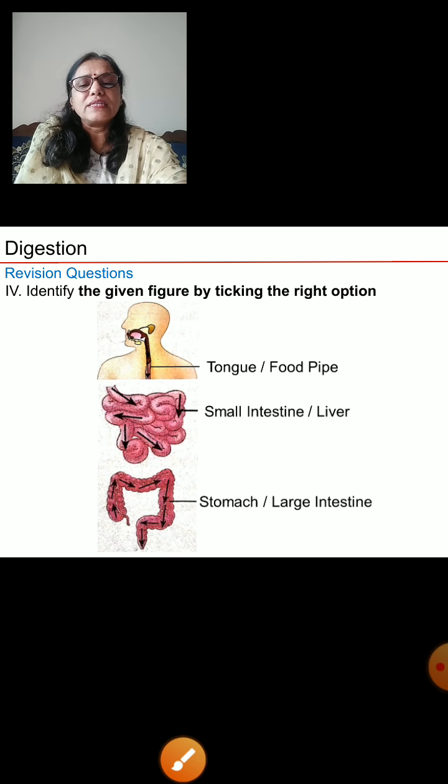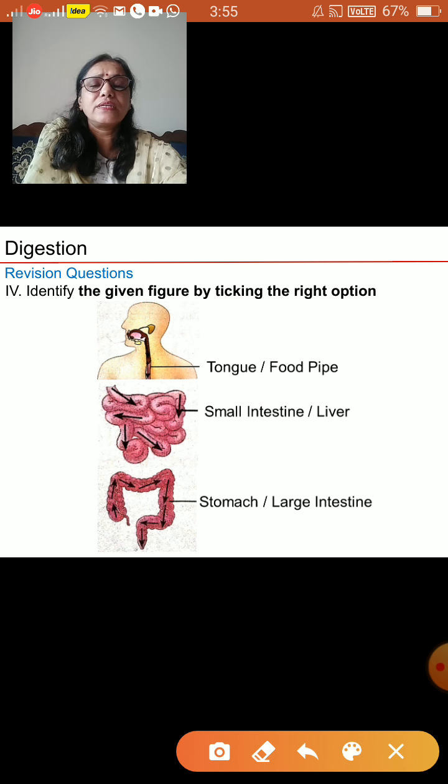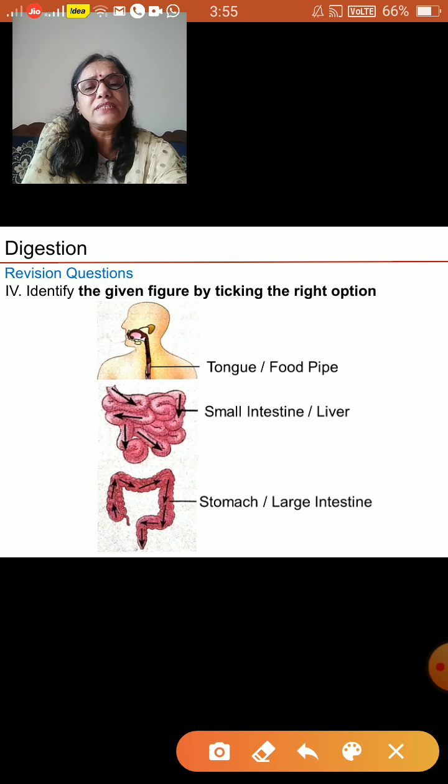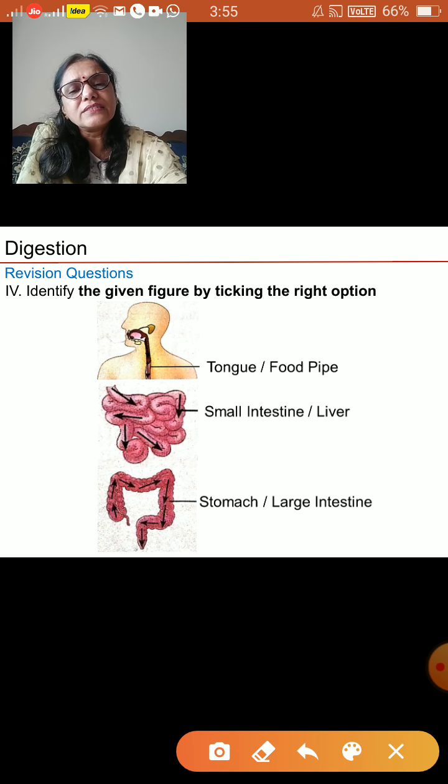Another revision question is, identify the given figure by ticking the right option. See here, different organs are given, right? Three organs are given, which are part of the digestive system, and you have to tell which is correct. The first one is pointed and the options are given, tongue or food pipe. Is it a tongue or is it a food pipe? It is a food pipe. Yes, it is not a tongue, it is a food pipe.